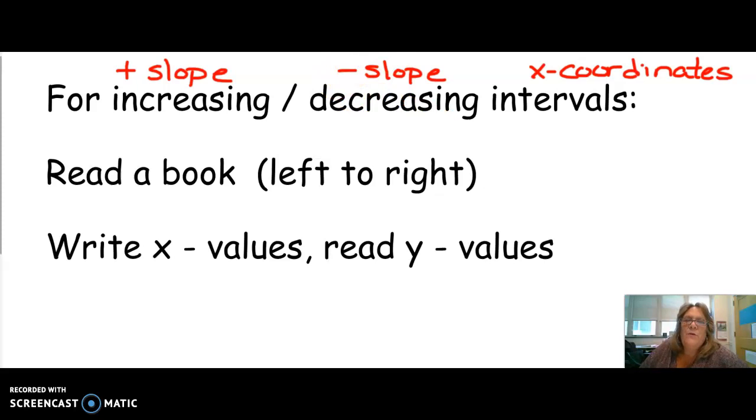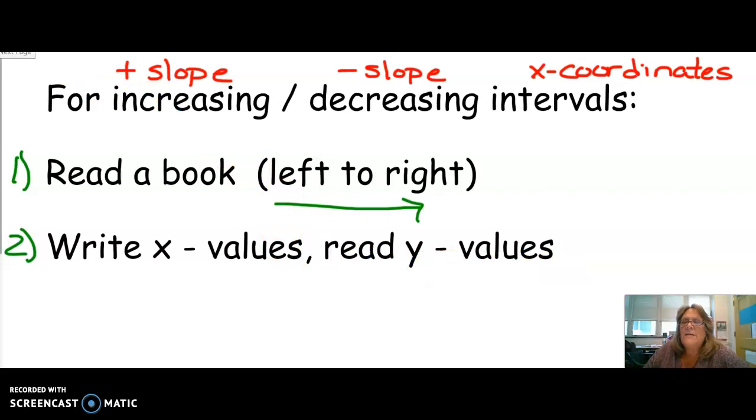So if you want some hints, I'll give you 2 hints. Read a book. Whenever you look at a graph, you're going to look at it from left to right. That's how you're going to know whether it's rising, a positive slope, or it's decreasing, a negative slope. And then you're just going to write the x values and you're not going to read the y values.